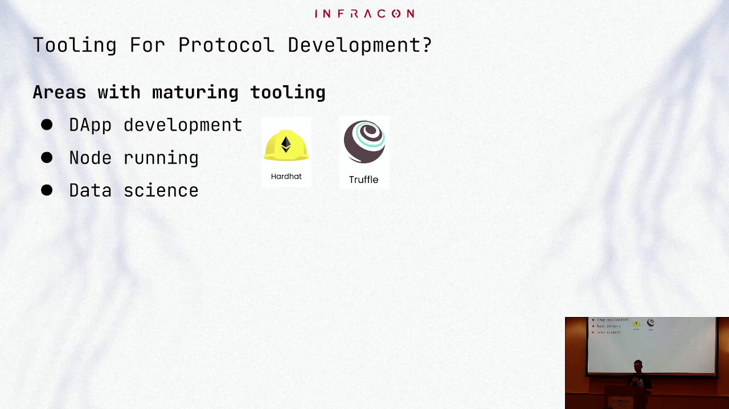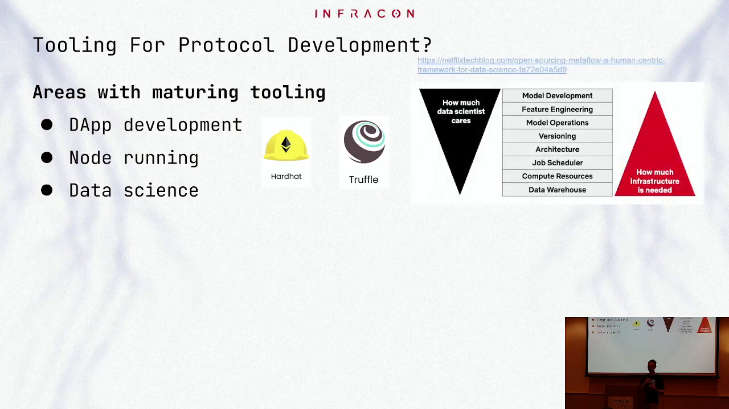Node runners also have okay tooling, and fortunately, they can also leverage a lot of the Web 2 tooling out there, Kubernetes and Helm and Argo. So again, not the best, but it can get better. And I spent almost 6 years in the data science space, working on MLOps.